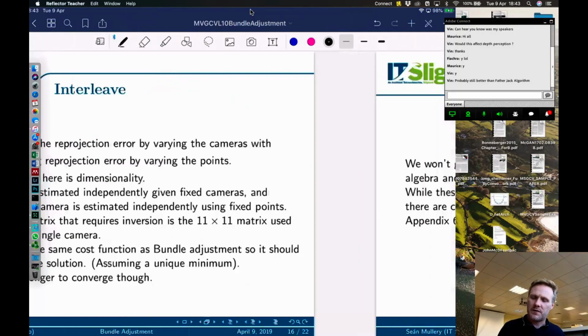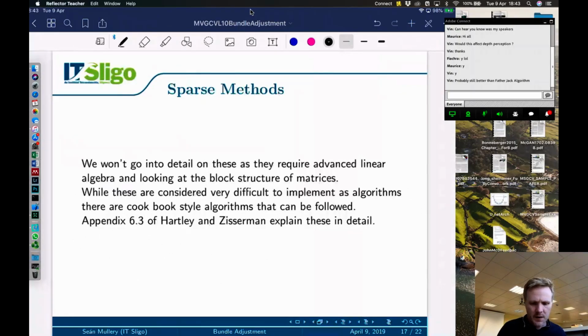Okay. Sparse methods, we won't go into detail on these as they require advanced linear algebra and looking at the block structure of matrices, which you've seen a little bit about in previous things where we can look at blocks separately, but I'm not going to go into it here. While these are considered very difficult to implement as algorithms, there are cookbook style algorithms that can be followed, and appendix 6.3 of the Hartley and Zisserman book can explain those in detail if you ever find yourself wanting to go through them.